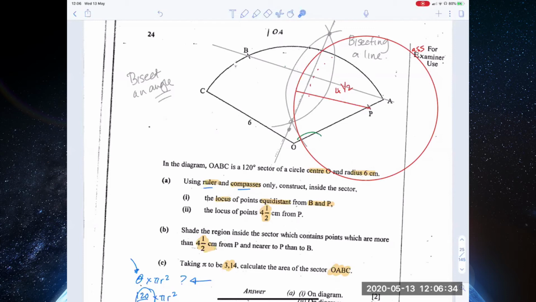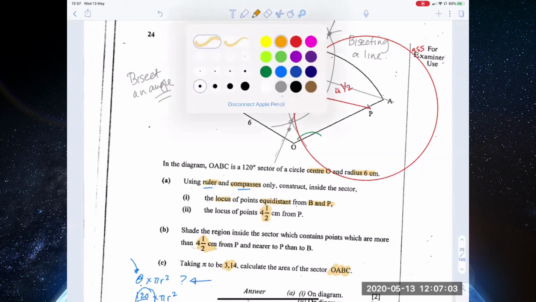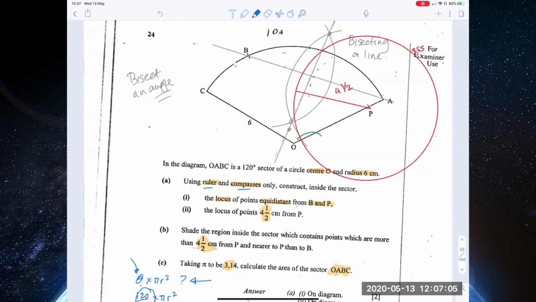Then it says shade the region inside the sector which contains the points which are more than 4.5 centimeters from P and nearer to P than B. So if they are nearer to P than B, it would have to be, let me change color again, maybe blue, it would have to be these points here.